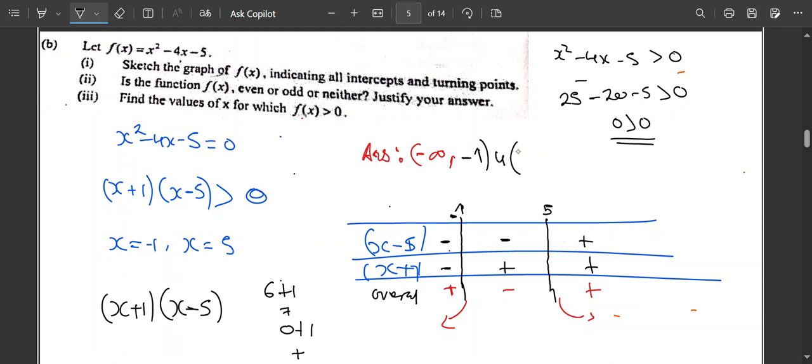So also, we are not including 5 as well. So we'll write 5, and we'll just go to the positive infinity. So these are the solution set that we are supposed to write.